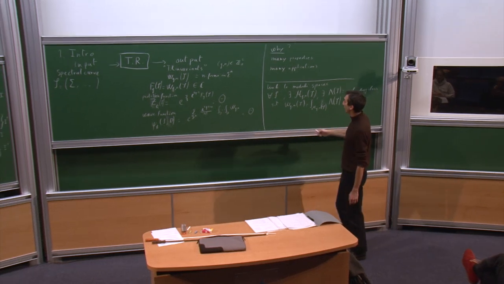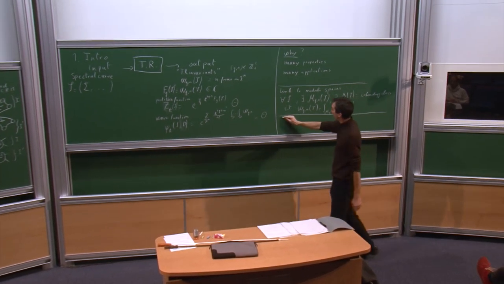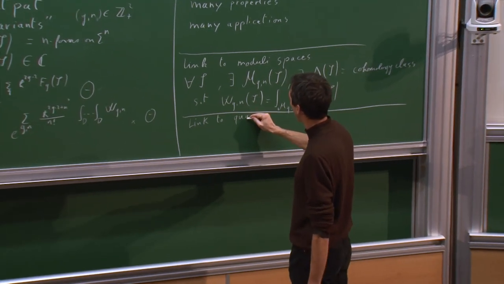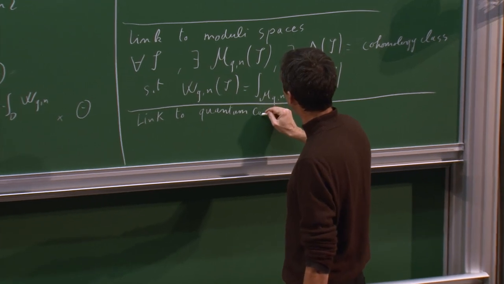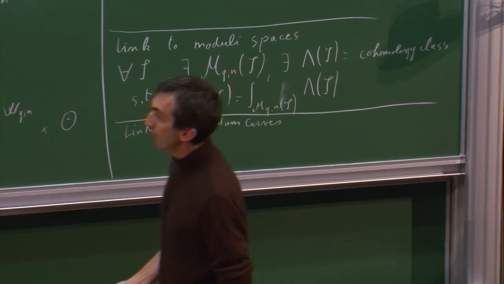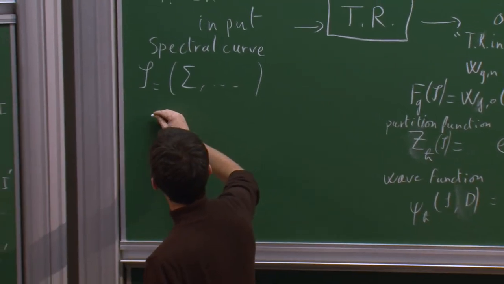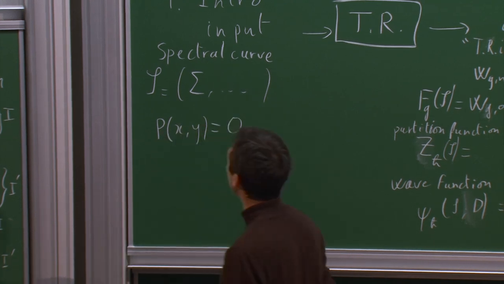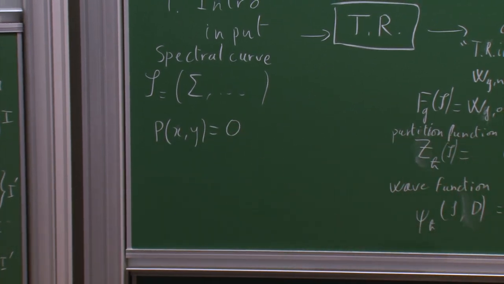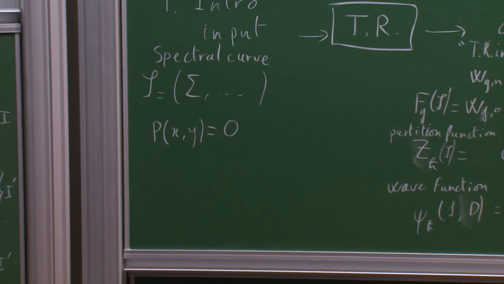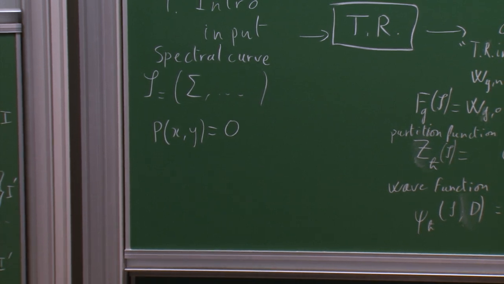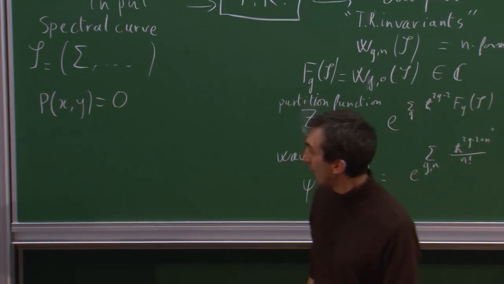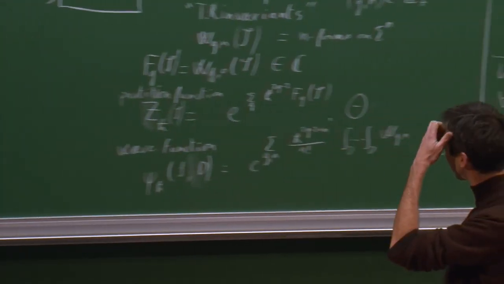Okay, and the link to quantization, to quantum curves, well, let's imagine that this Riemann surface was defined by some equation P(x, y) = 0, so typically a polynomial, but not only a polynomial, sometimes it will be some analytical function. So basically it will be a curve embedded into C cross C, or into another space, and it's given by such an equation.